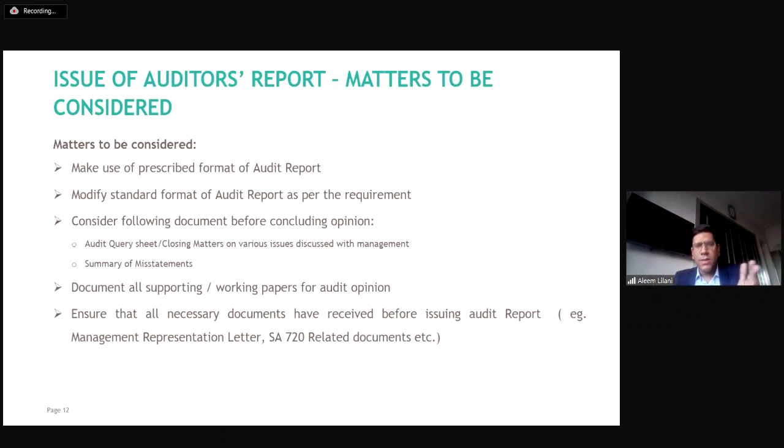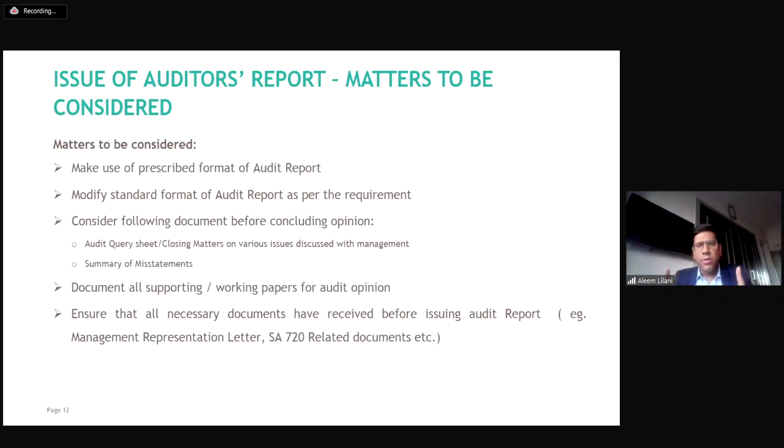The second is a summary of misstatements. We all know we collate the misstatements that we identify. If it exceeds materiality, you may have to qualify your report. That will be covered in the next session, so I won't go much into that. But just before you close your file, before you sign your report, you need to see these 2 matters very critically and make sure that they are supplementing each other.